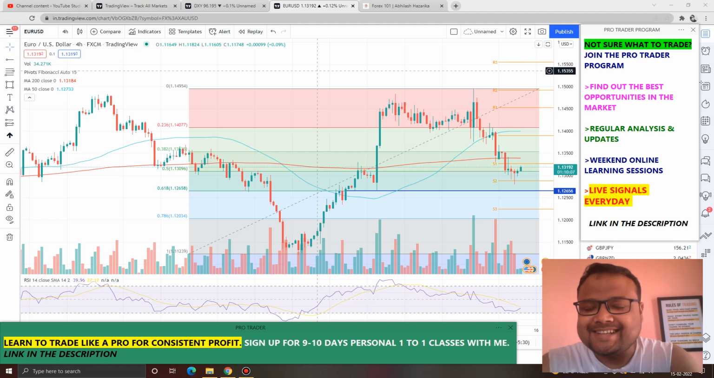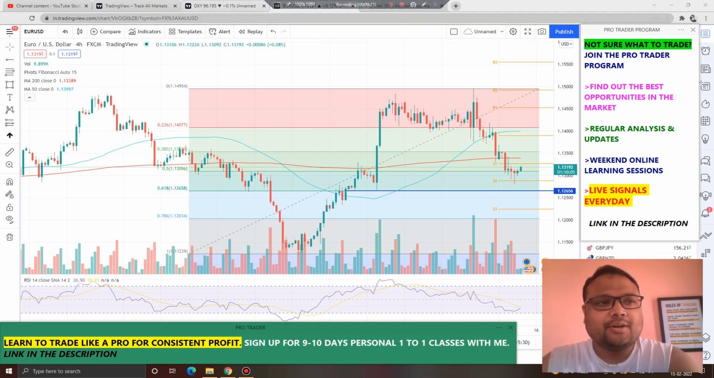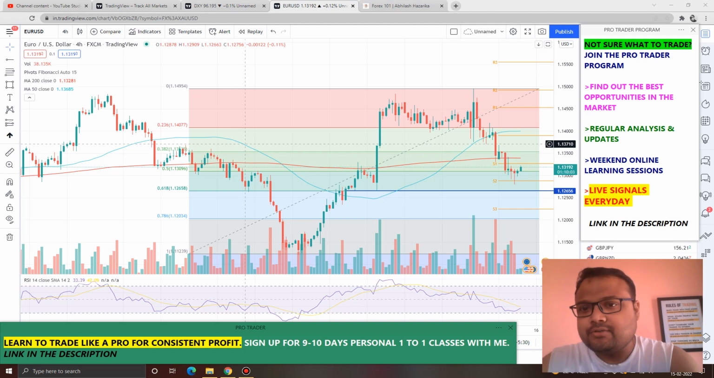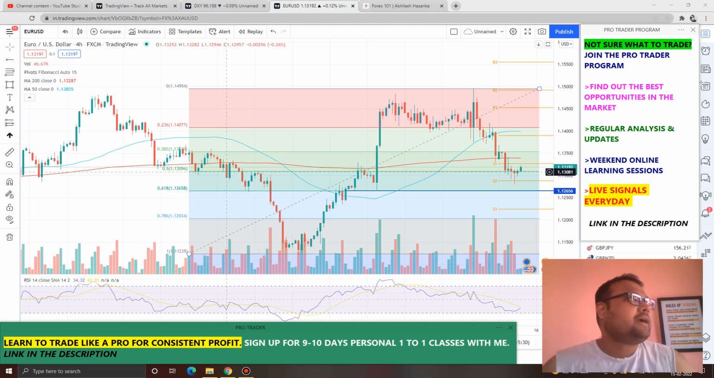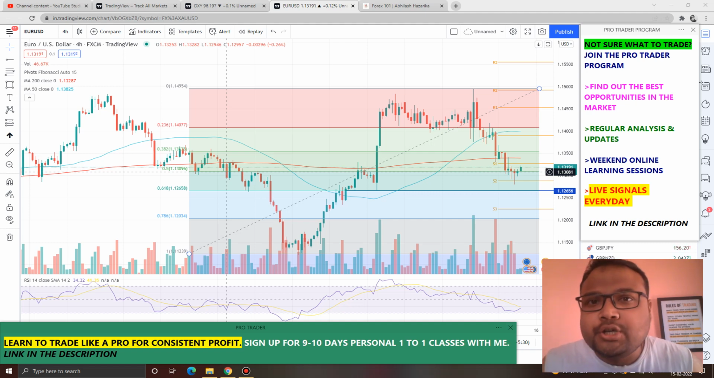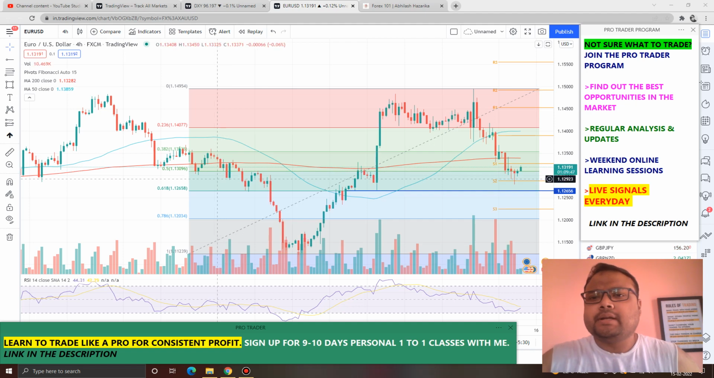So let's get started. This is the Forex chart of Euro USD in front of us right now. And as we all know, the market is crazy right now because of many things: inflation in the US, and mostly the Ukraine and Russia crisis. Things are very volatile.